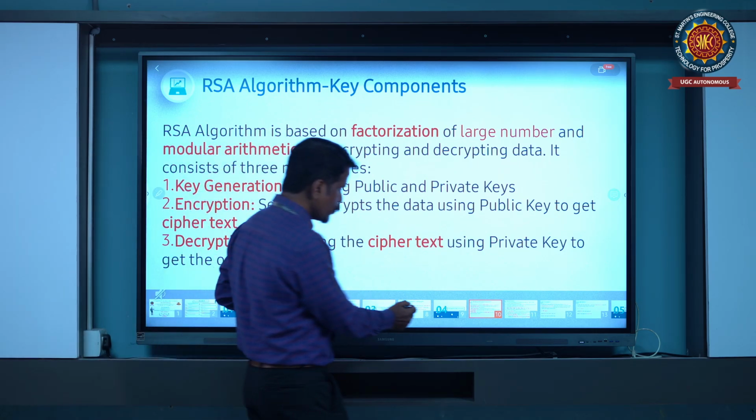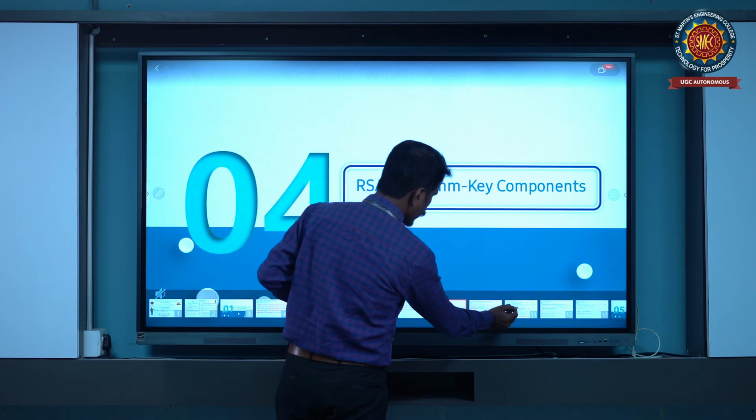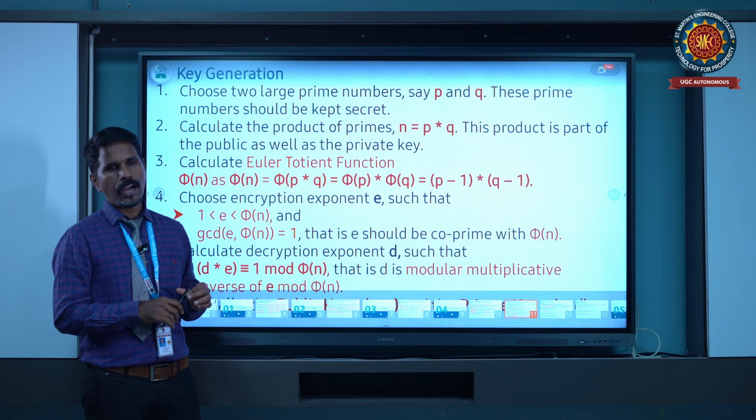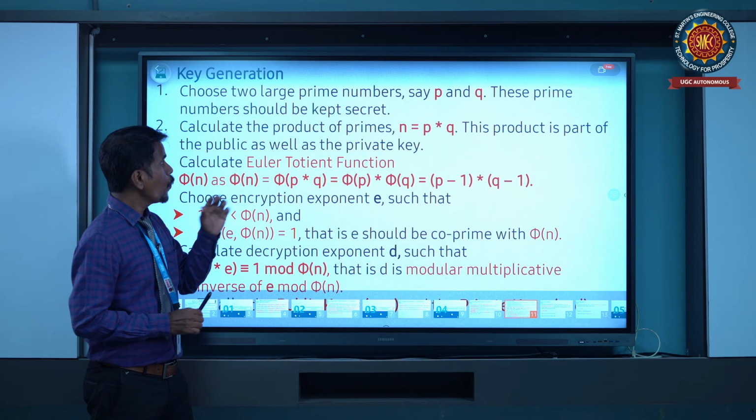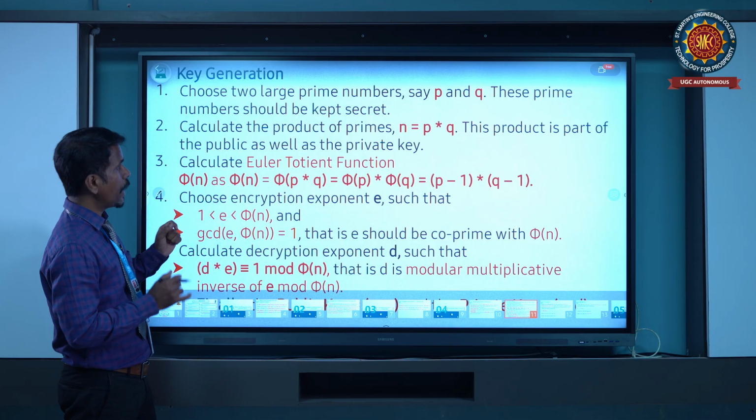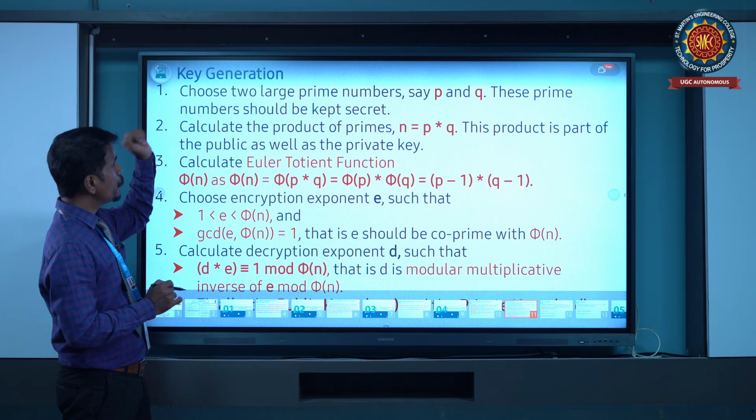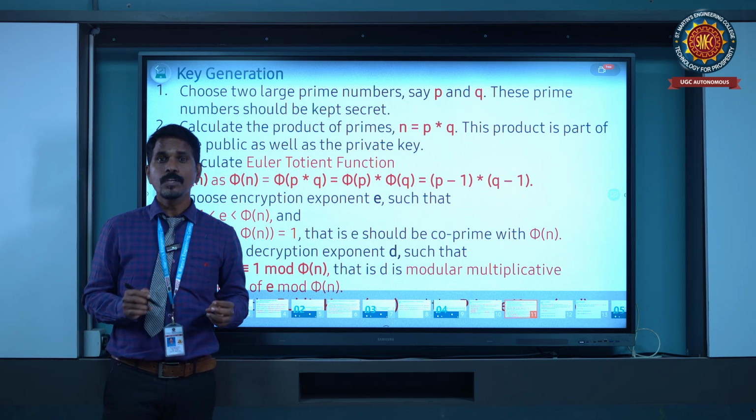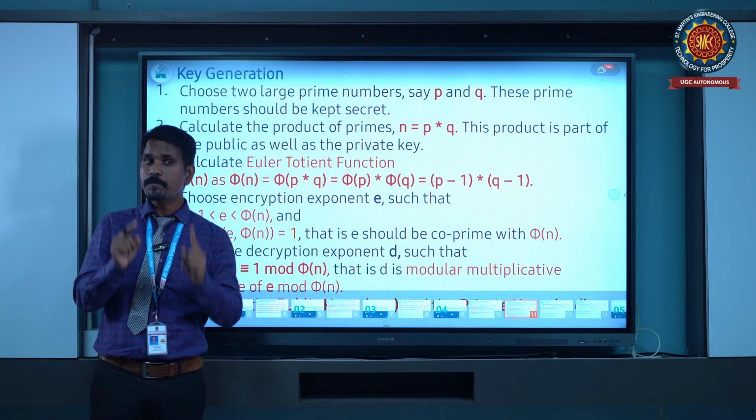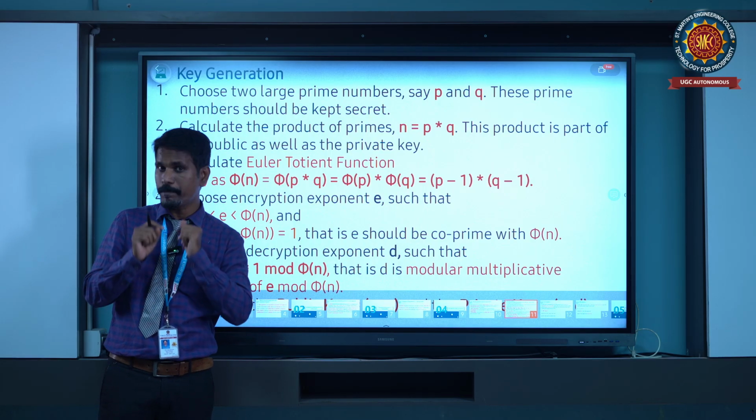Next, we have to see the key generation. How do we generate the key? One by one, I will explain. What is key generation? We have some steps, and I will explain them in detail. The first step is to choose two large prime numbers. I already told you the purpose. We have to choose large prime numbers.